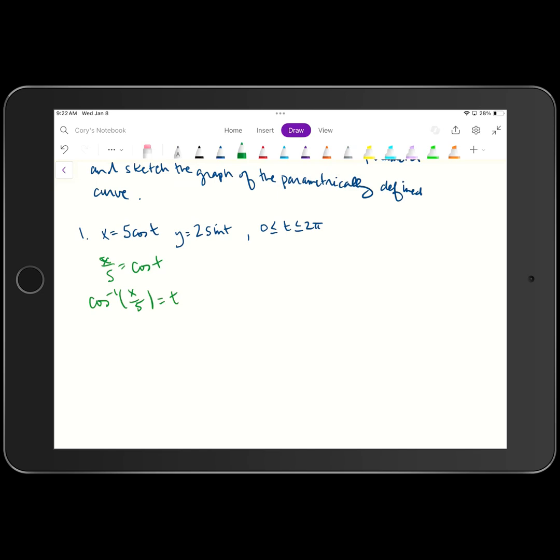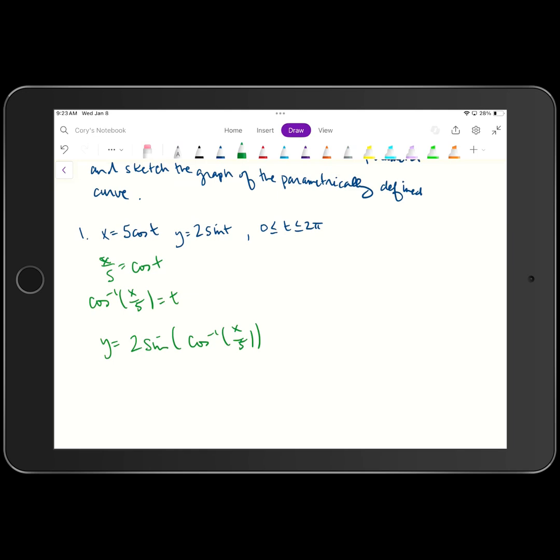Okay, so we've solved for t in that equation, which means we're going to substitute for t in the other equation. So we get y equal to 2 times the sine, and then we're going to replace t with the inverse cosine of x over 5. Now, I don't know about you guys, but with this equation written in that form, I have no idea what the graph of that curve is going to look like. Okay, so we're going to use a different approach here.